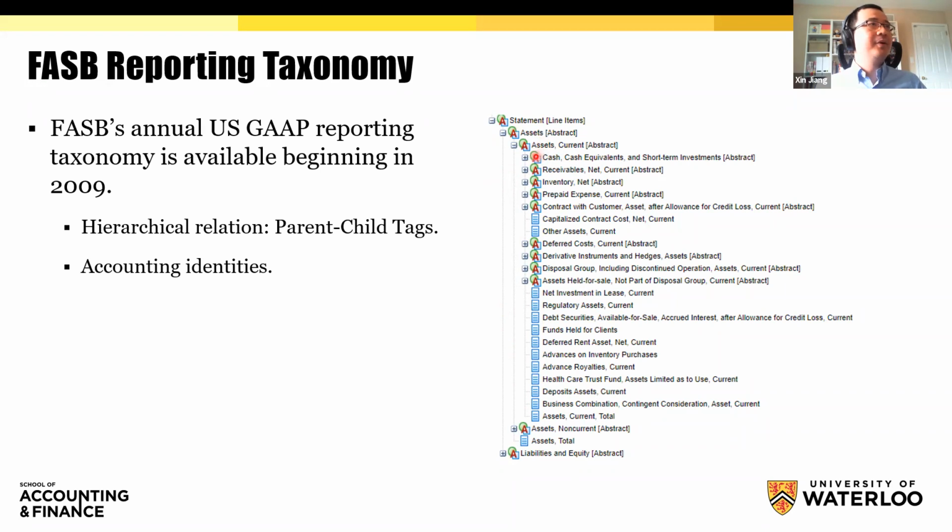So in this example, it must be the case that current assets plus non-current assets equal the total assets. And for current assets, it has its own immediate child tags, which are at level 3: cash, receivables, etc. If we want, we can click the plus sign here to see the immediate child tags for each level 3 tag. So basically, we can keep expanding this tree structure until we reach the very disaggregated level of the data.